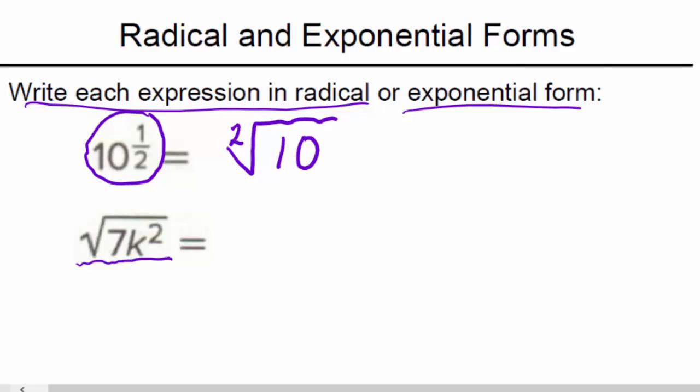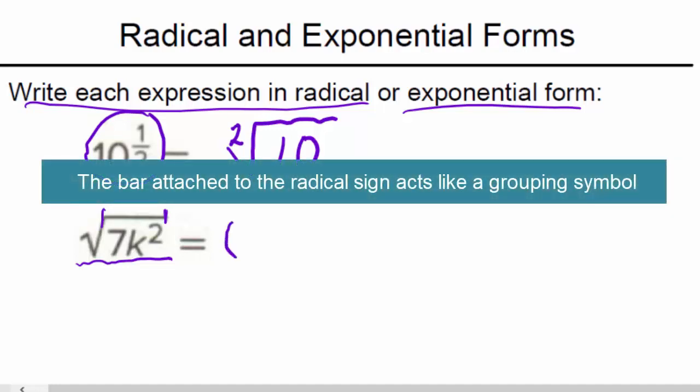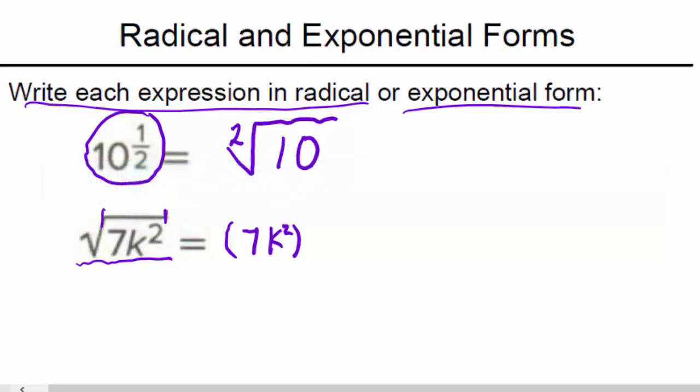On this next one here, we have the square root of 7k to the 2nd. Since everything under the radical, everything that fits under this bar right here, is what we're actually taking the square root of, we need to put parentheses. That bar kind of acts like a grouping symbol. So we're going to put parentheses, put 7k to the 2nd inside, and let's not forget that a square root is really a 1/2 power. So we need to put a 1/2 power on the outside.